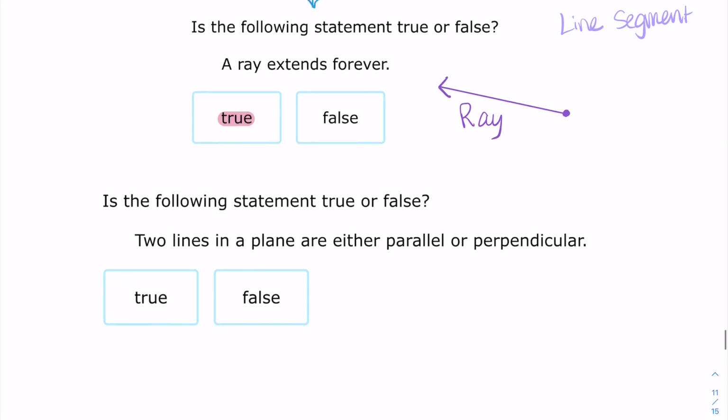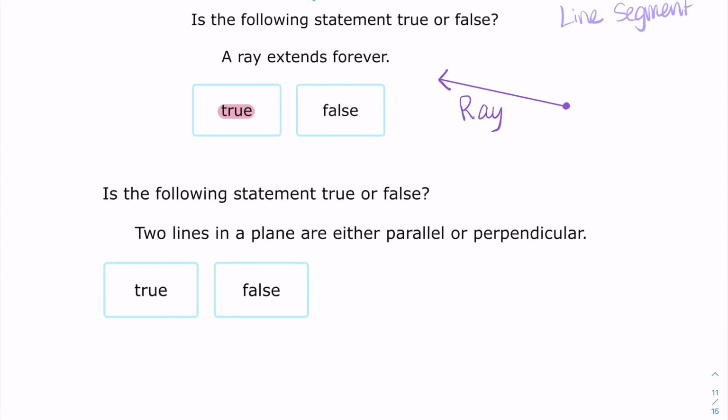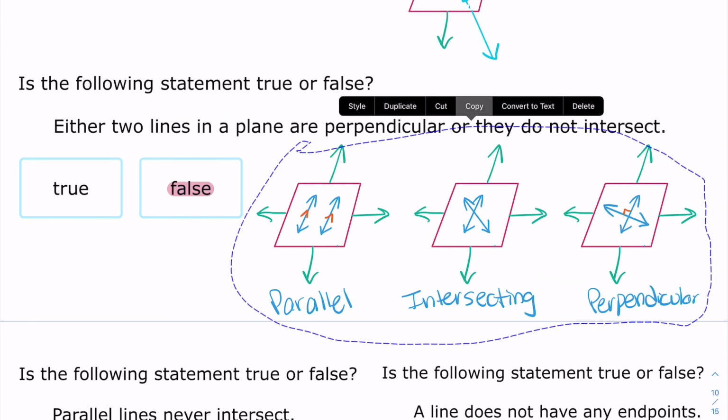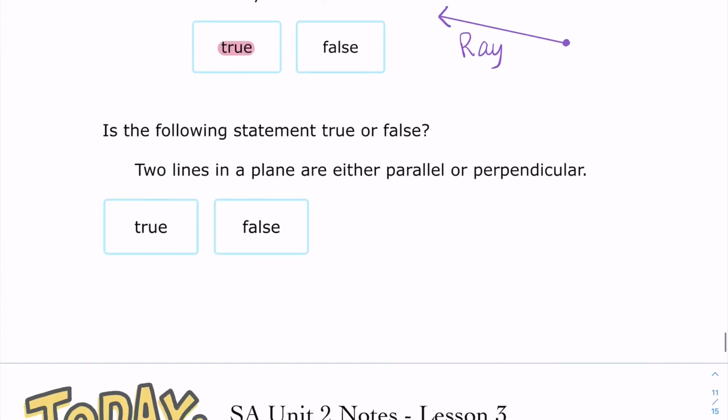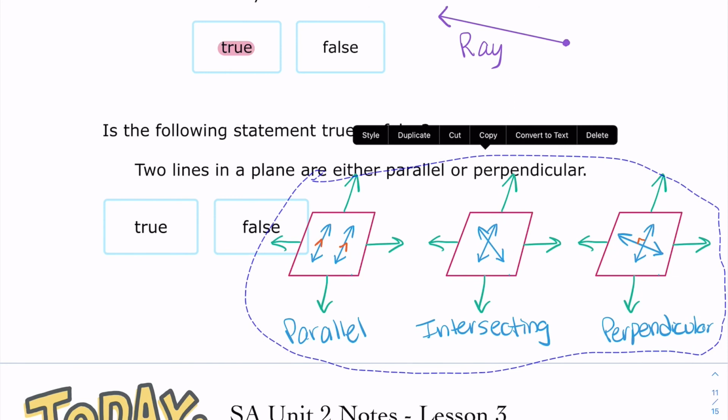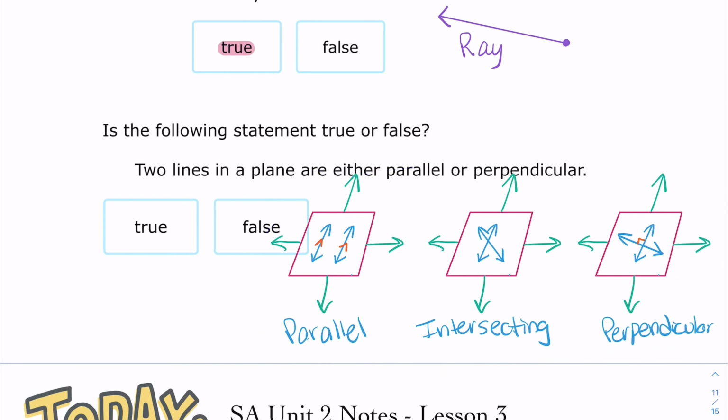All right, and then is the following statement true or false? Two lines in a plane are either parallel or perpendicular. Wait, we already answered that one. I must have probably put it twice. And the answer is false because they could be parallel, perpendicular, or intersecting. And we've already answered that. Two lines in a plane.